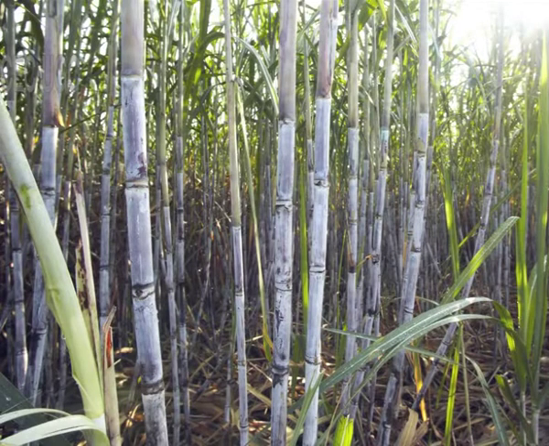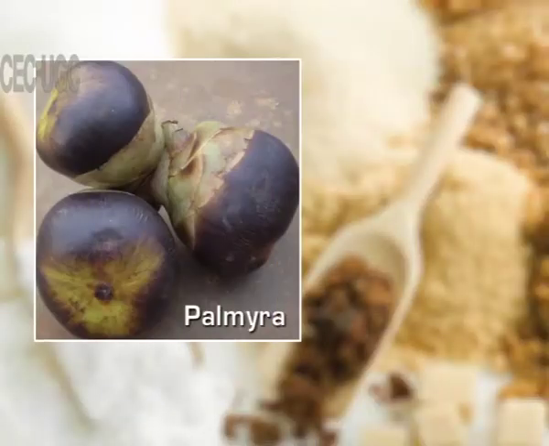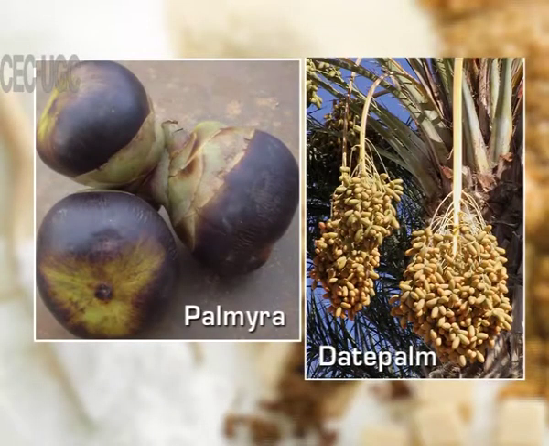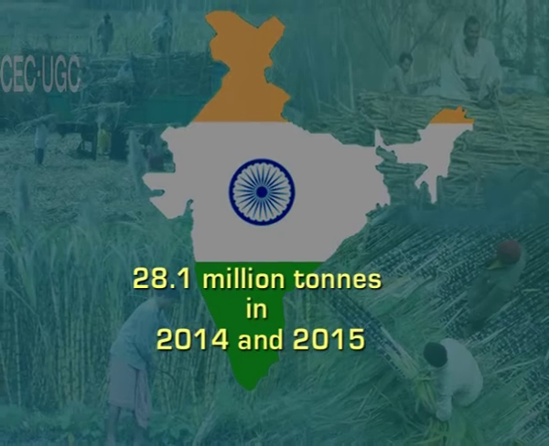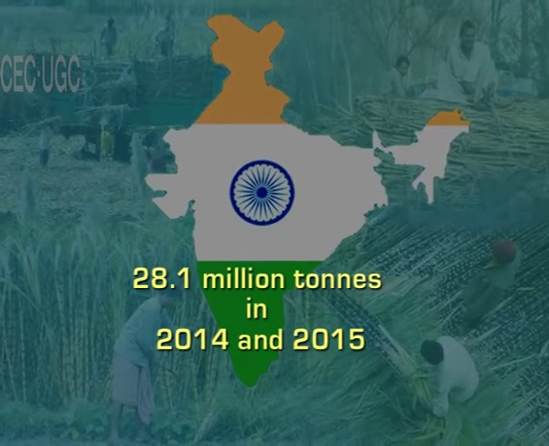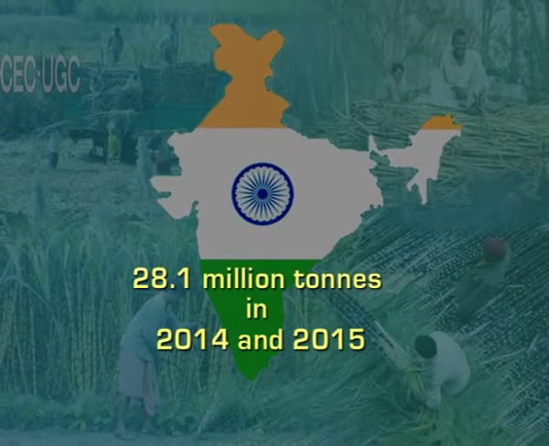Sugarcane is grown in tropical regions, while sugar beet is a crop of temperate zones. Sugar substances are obtained from other sources too, like palmyra, date palm, coconut, sago palm, etc. India has emerged as the world's largest sugar producing country, and in 2014-15 India had a record production of 28.1 million tons of sugar.